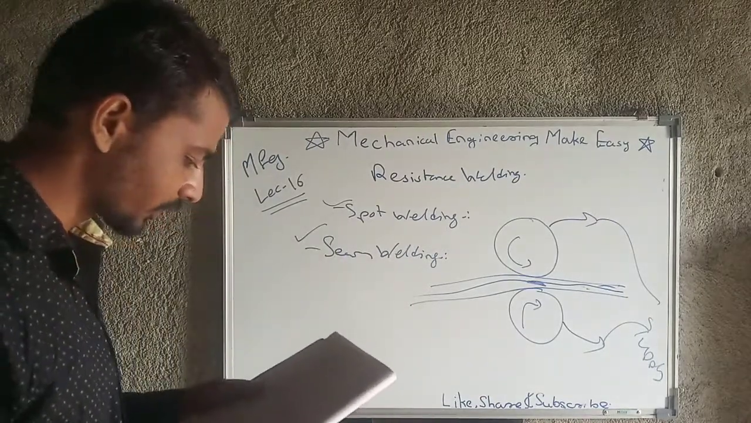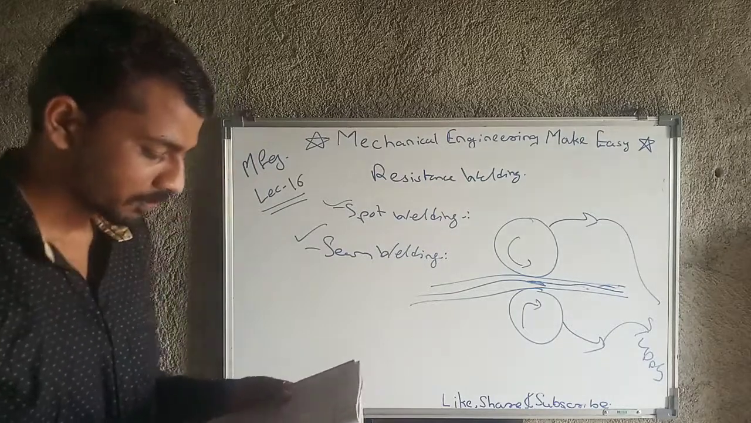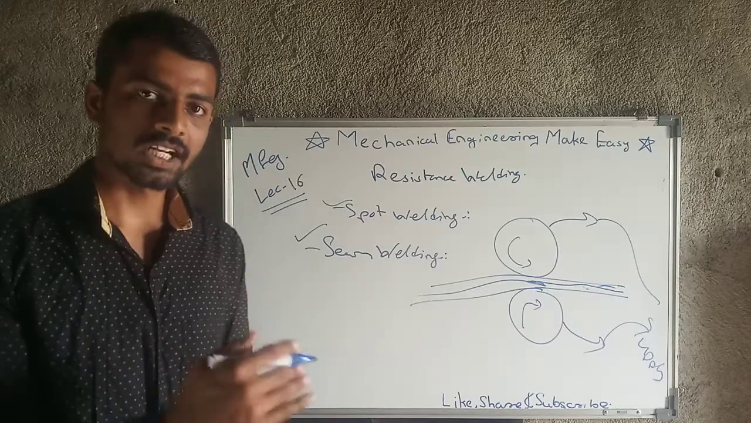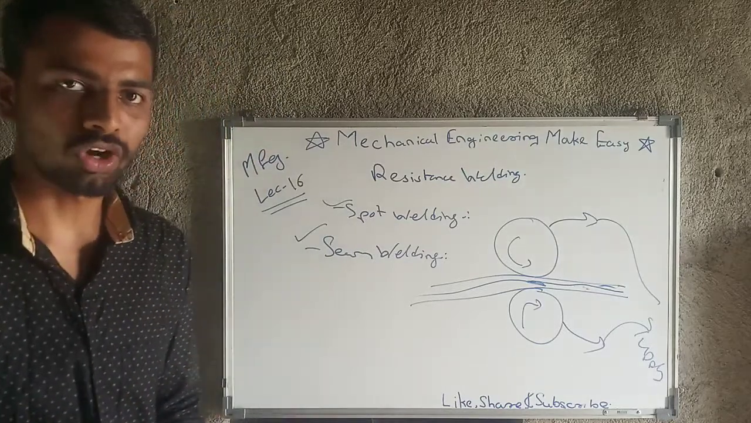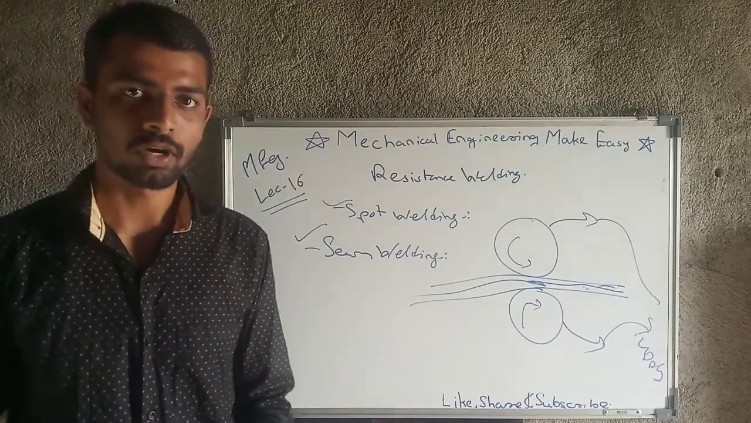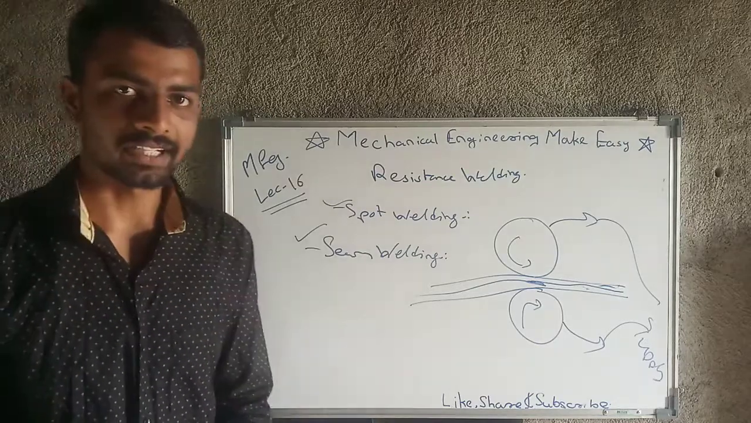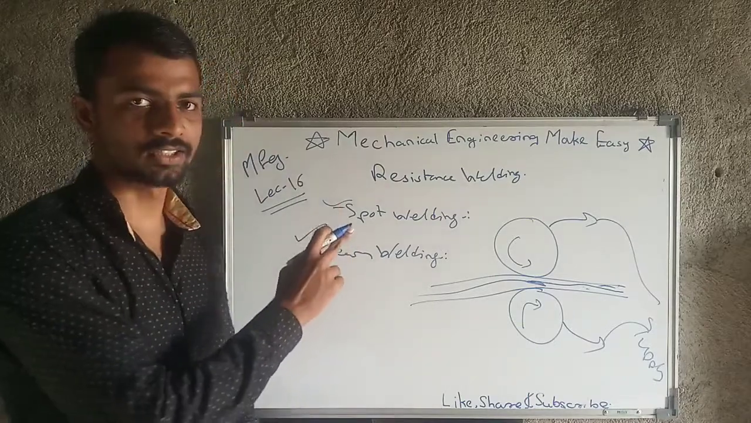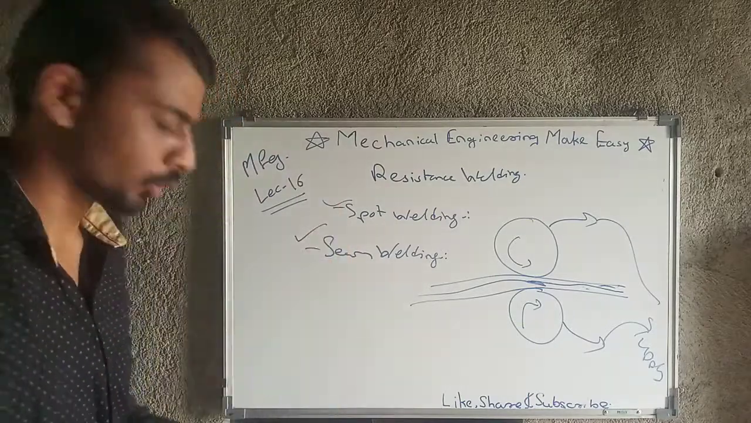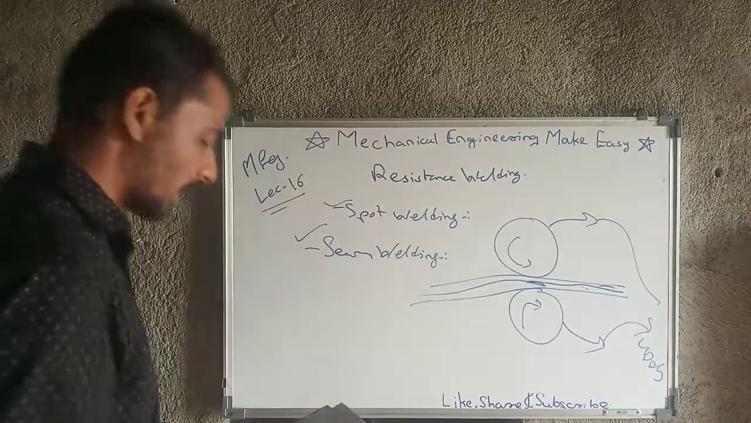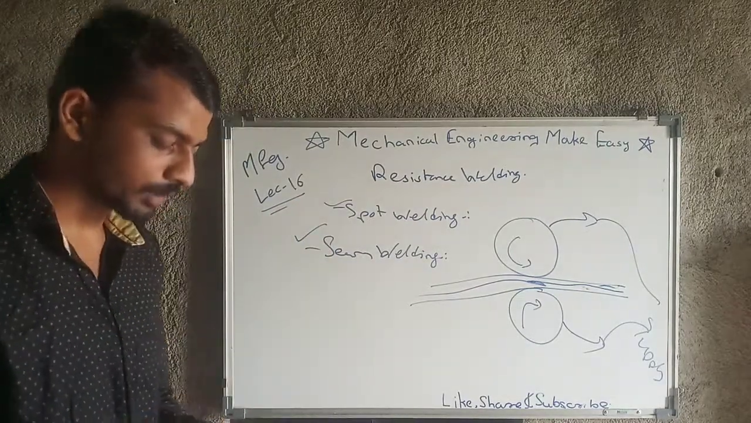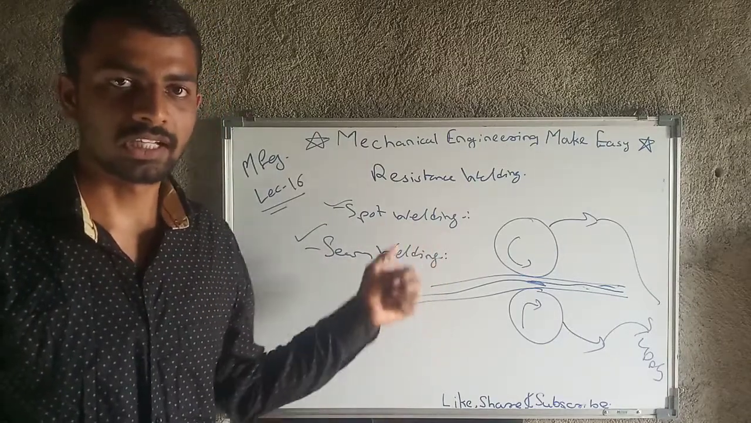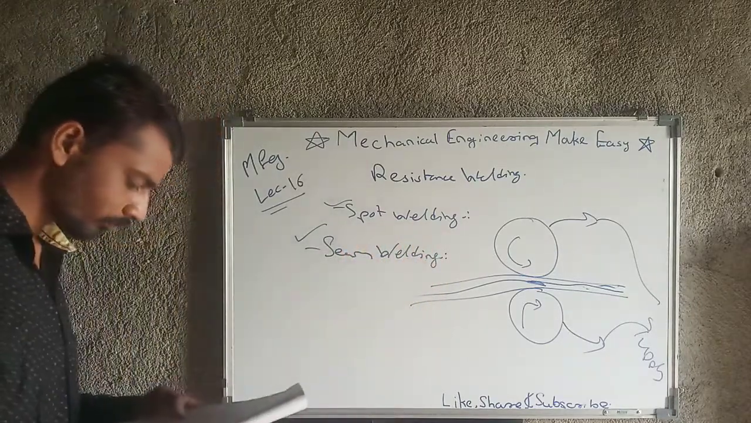Then there are projection welding, percussion welding, flash butt welding, resistance butt welding, and high frequency resistance welding. These are a number of types, but they are not very common from an exam point of view, or for practical use. Spot welding and seam welding are very popular in industry and in exams. So note down these two, and if you want, you can note down these names also: projection welding is also a type of resistance welding, and percussion welding is also a type of resistance welding.